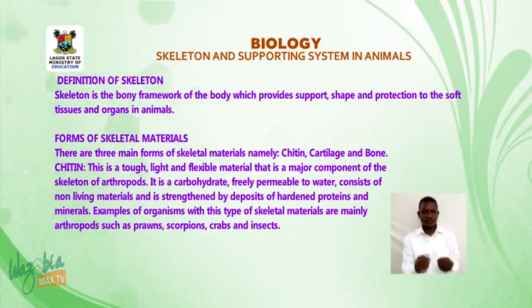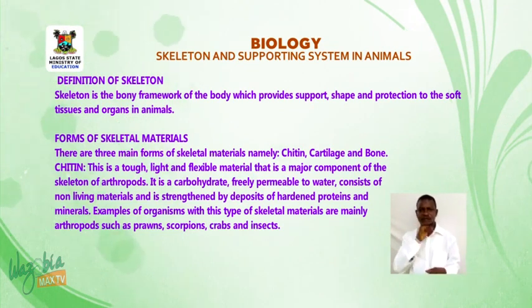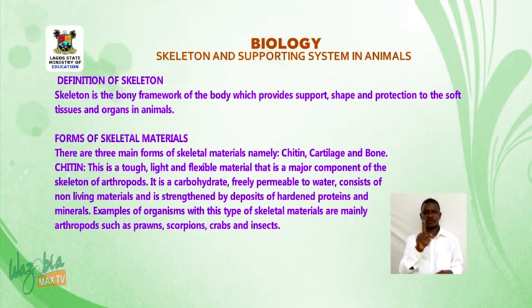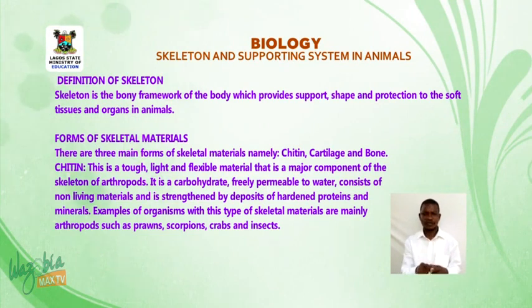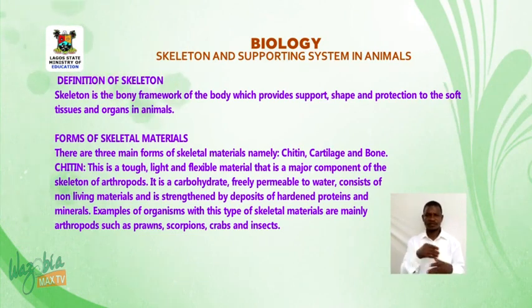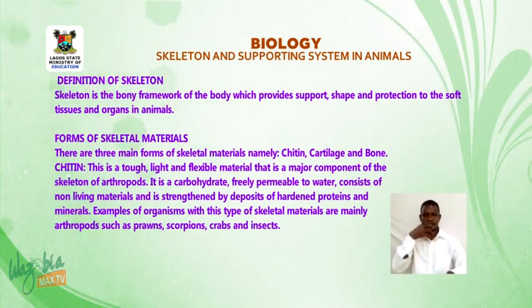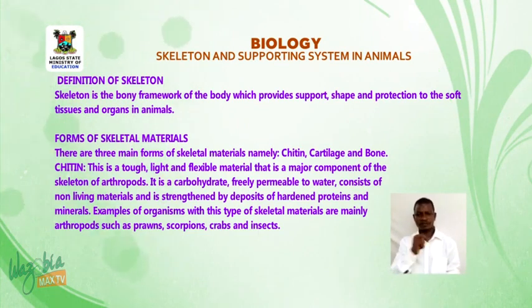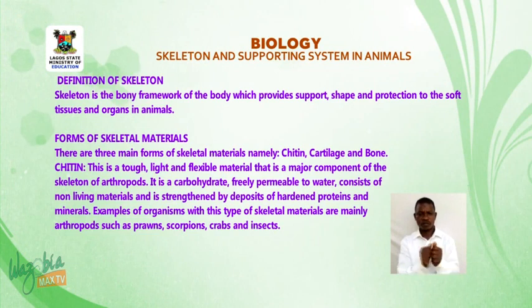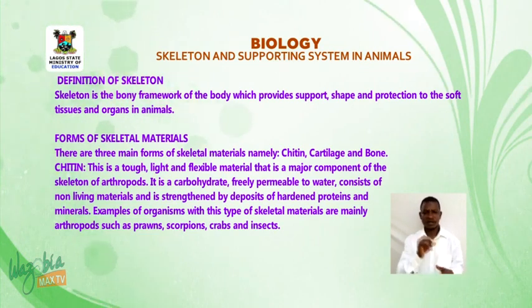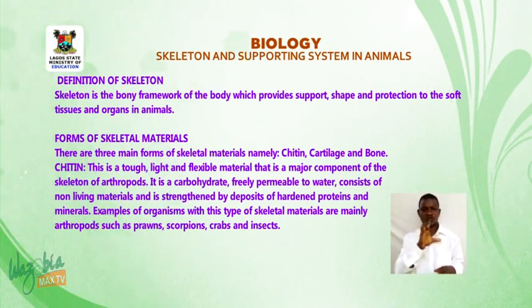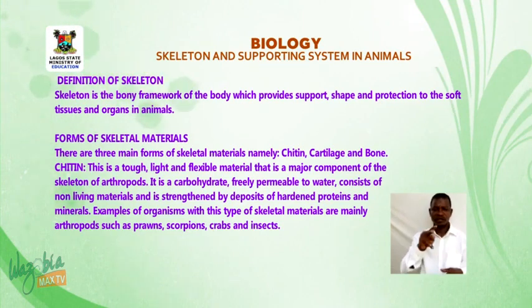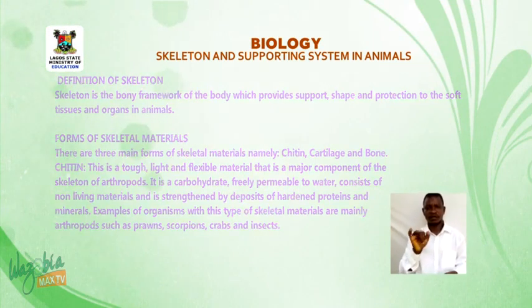Chitin. This is a tough, light, and flexible material that is a major component of the skeleton of arthropods. It is a carbohydrate freely permeable to water, consists of non-living materials, and is strengthened by deposits of hardened proteins and minerals. Examples of organisms with this type of skeletal material are mainly arthropods, such as prawns, scorpions, crabs, and insects.